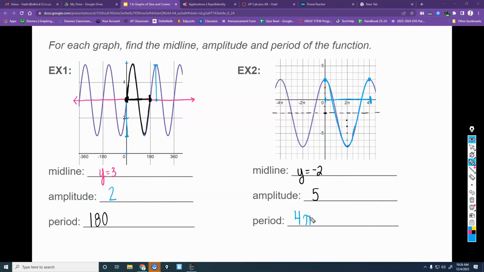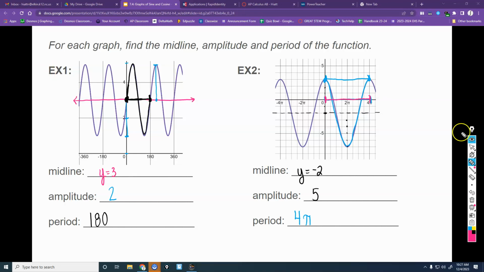Okay? We're looking at how long it takes this to repeat. So what I normally do is look from that maximum point until I get back up to the other maximum point. I'm thinking about how far apart these two are horizontally, which you need to look at your x-axis for. So that's from here over to here, which is 4 pi. Okay, questions?